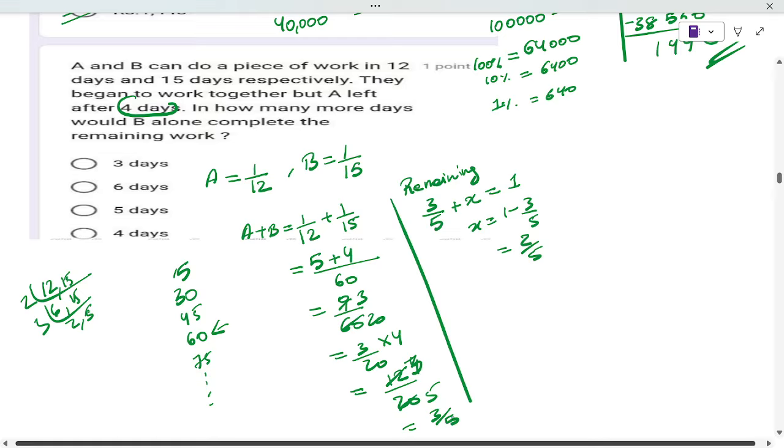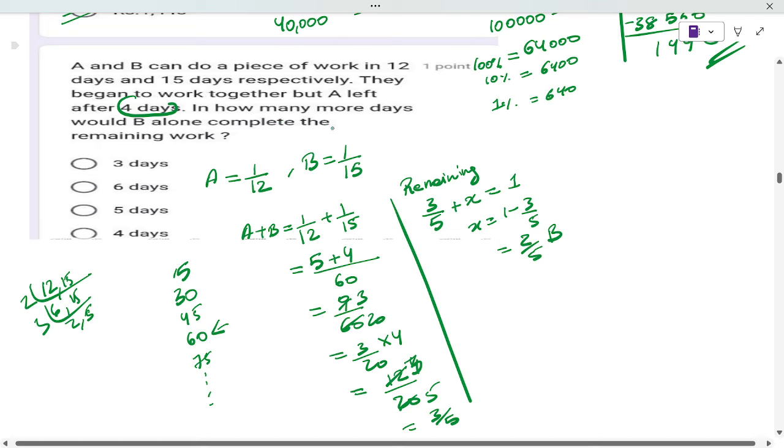Below 5, and for the 3 above we need 2. That means 2. Below is 5. So 2 by 5 is remaining. And this was done by whom? This was done by B. Yes, this was done by B.